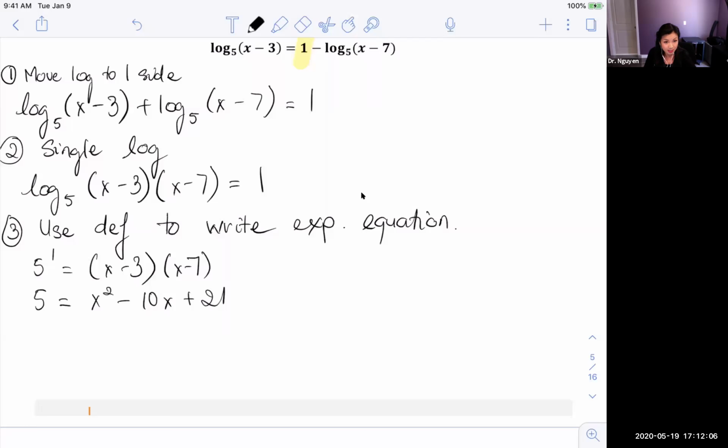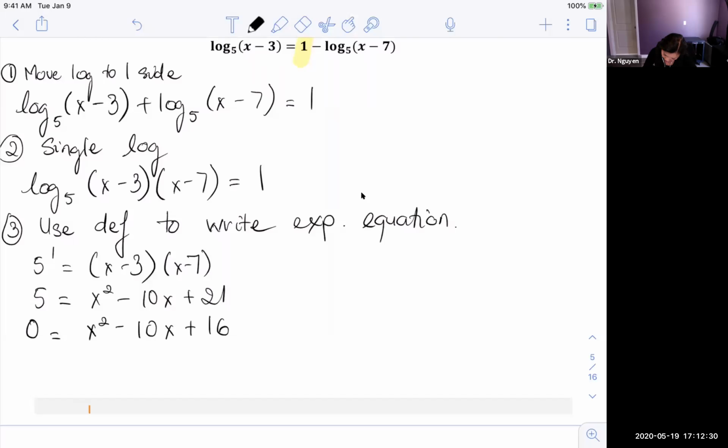And then you realize that this is a quadratic. So we're going to move 5 to the other side to make it 0, so we can factor. I can factor and end up with (x minus 8)(x minus 2). So if you solve it, you're going to get x equals 8 and x equals 2.